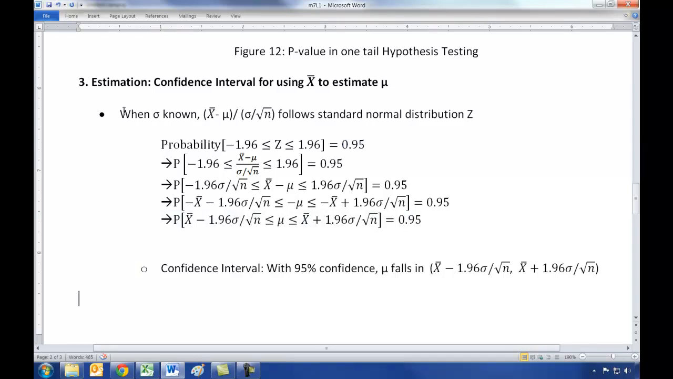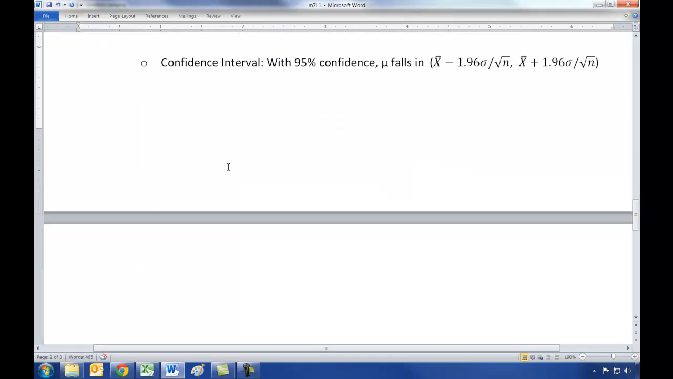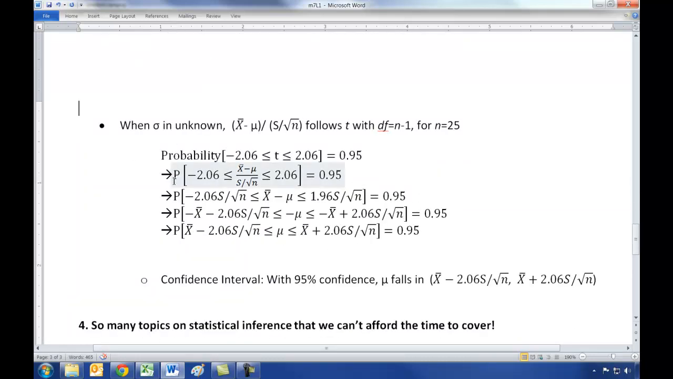And so this is the situation where the sigma is known. And similarly, if the sigma is unknown, we can replace sigma with s, which is the sample standard deviation. And since we also know this quantity will now follow a t-distribution with degrees of freedom equal to n-1, by the exact same logic, we can also construct a confidence interval for mu with desirable confidence.